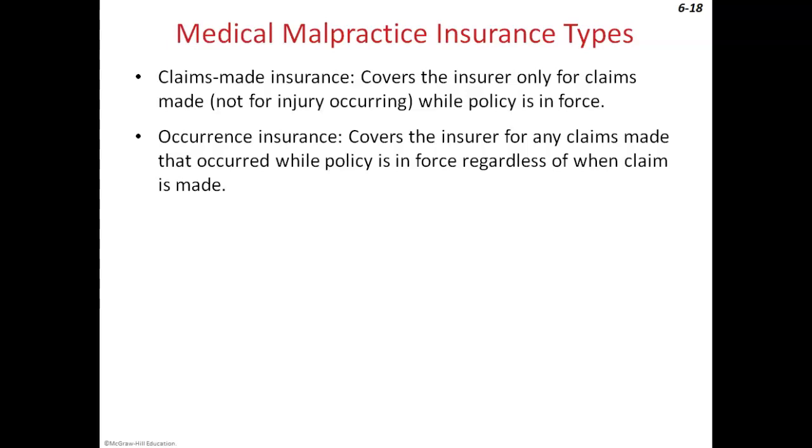So to reiterate this, claims-made insurance only covers between the start and end point of the policy for the claims made during that time period. And occurrence insurance covers for injuries occurring between the start and end point of the policy, regardless of when the claim is made.